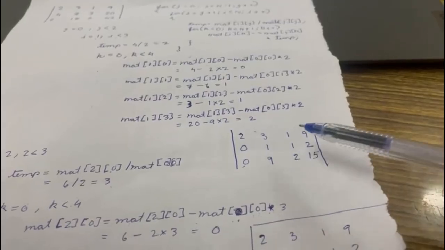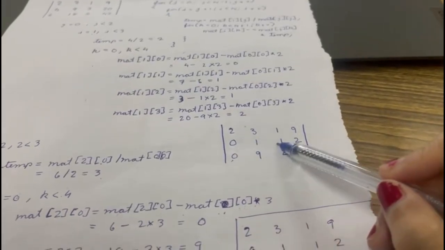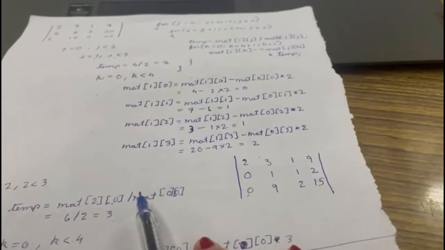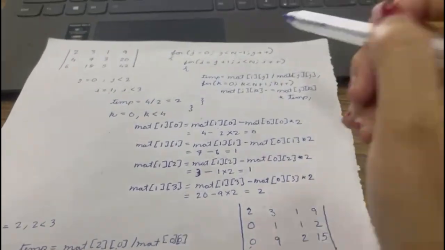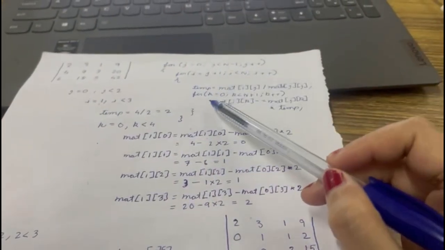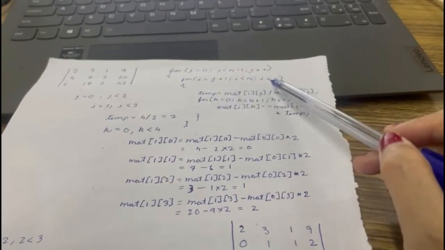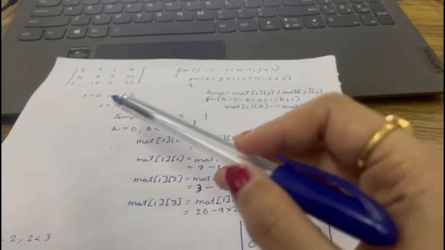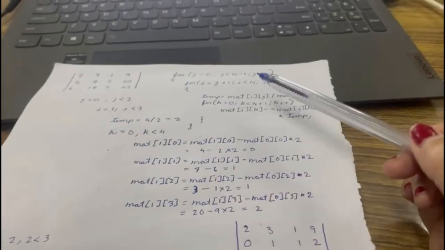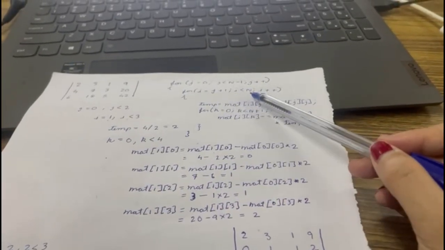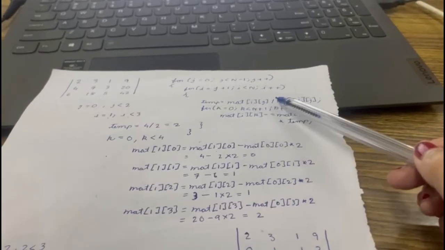So after the end of this, we have completed this particular row. Now after the end of this row, we will increment the value of I. What was the value of I? I was 1, so now it will become 2. 2 is less than 3, so we will again enter this loop.